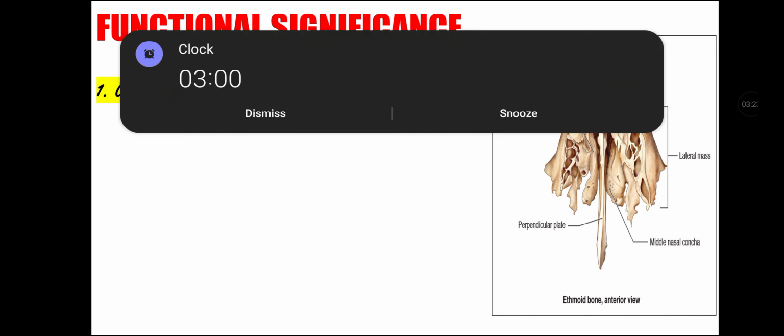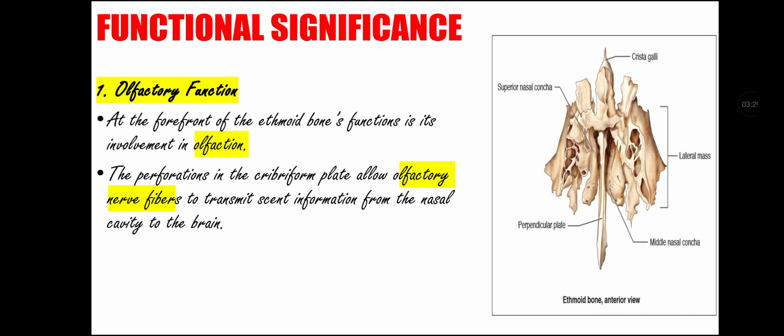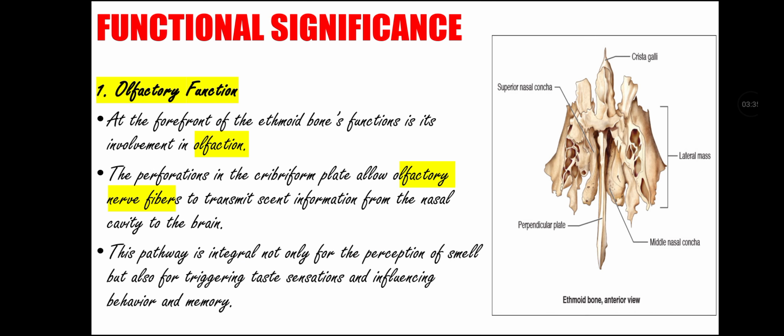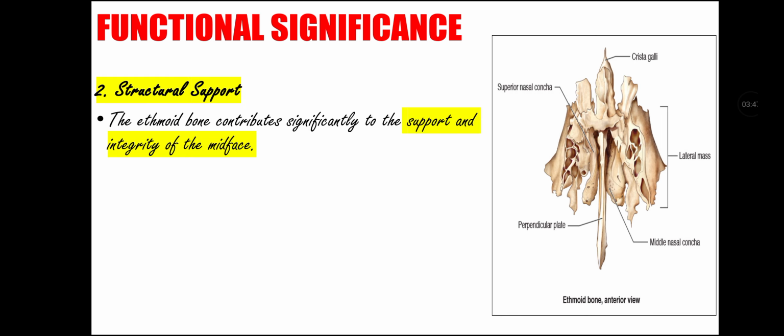Now let's talk about functional significance of ethmoid bone. The first is olfactory function. At the forefront of the ethmoid bone function is its involvement in olfaction. The perforations in cribriform plate allow olfactory nerve fibers to transmit scent information from the nasal cavity to the brain. This pathway is integral not only for perception of smell but also for triggering taste sensation and influencing behavior and memory.